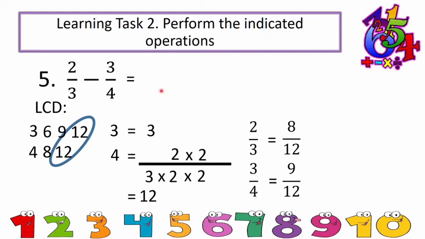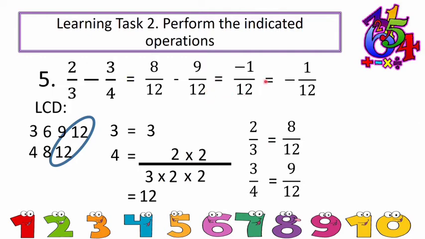So we can now subtract these two because they are already similar fractions. So 8 over 12 minus 9 over 12. Remember the rule for signed numbers. So 8 minus 9, how are we going to get the difference? It will become 8 plus negative 9, so the rule for addition. We have 8 plus negative 9, which is equal to negative 1. And then just copy the LCD, which is 12. So simplifying, we will have negative 1 over 12. So this will be the answer for number 5.